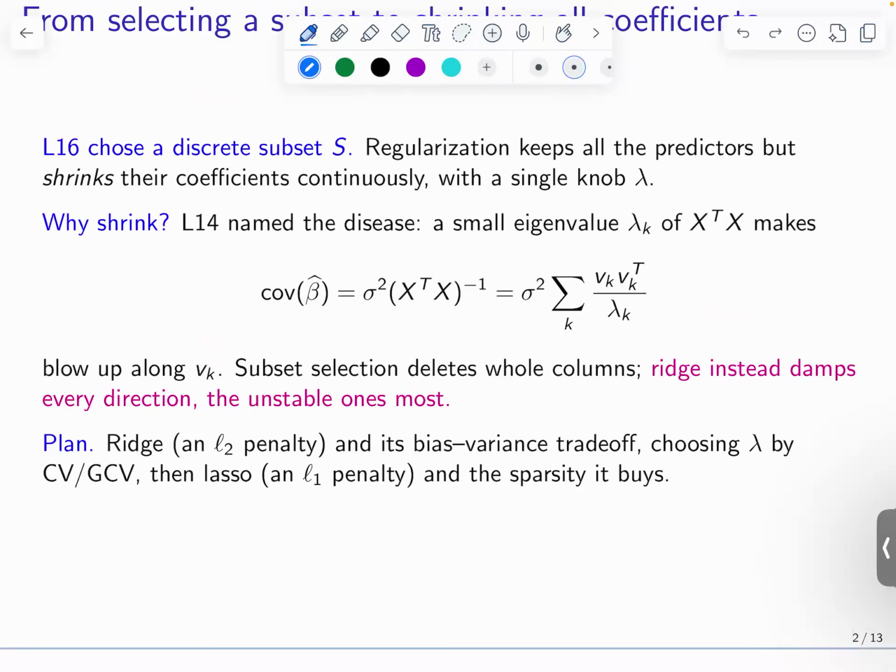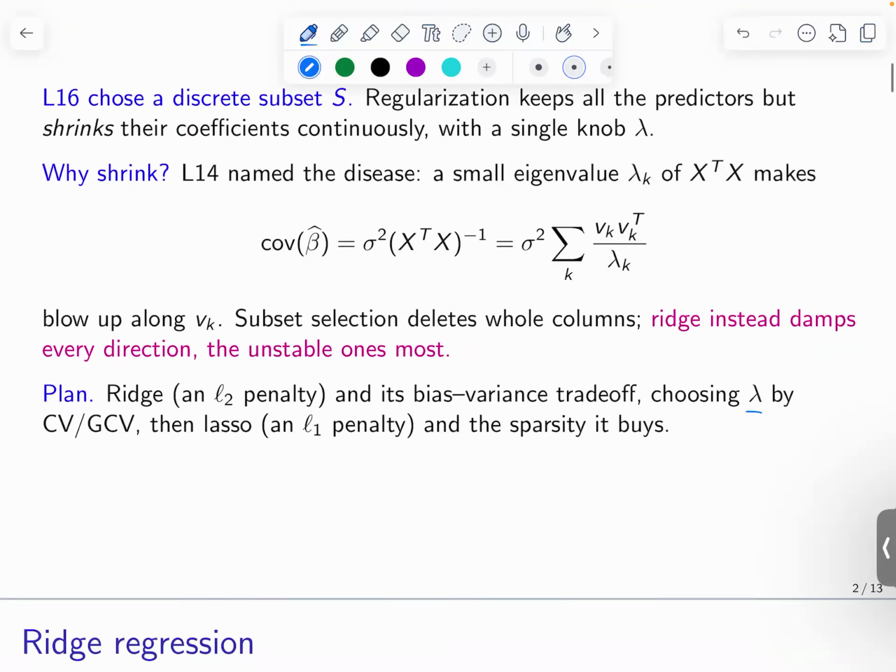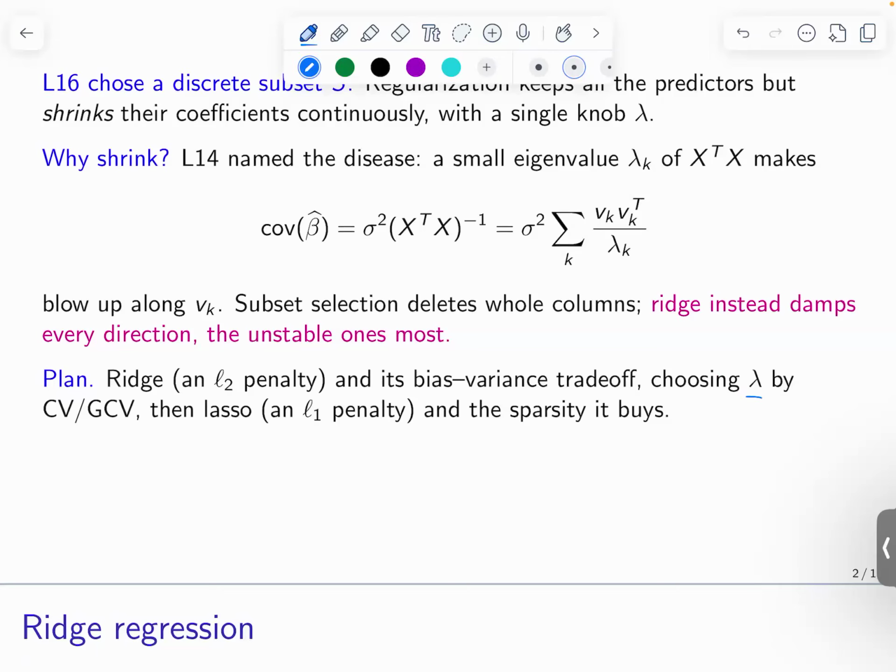So we'll talk about ridge regression, which is an L2 penalized linear model. And then its bias variance decomposition. There's a bias variance trade-off. You've seen bias variance decomposition in the context of model selection. We'll see another version of this today. And we'll talk about the choice of lambda. The bias variance trade-off tells you how exactly things change statistically as you vary lambda, the regularization parameter.